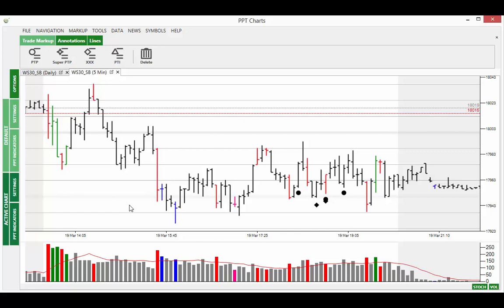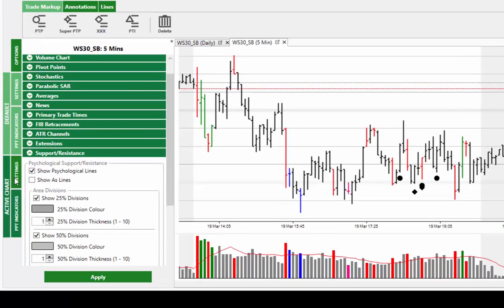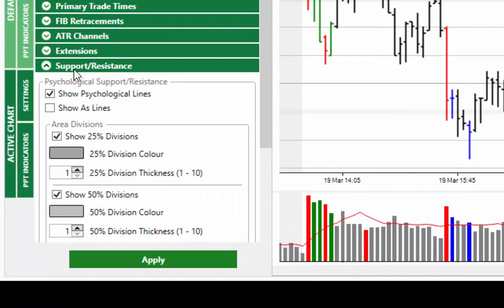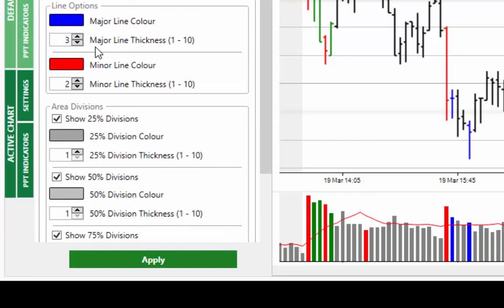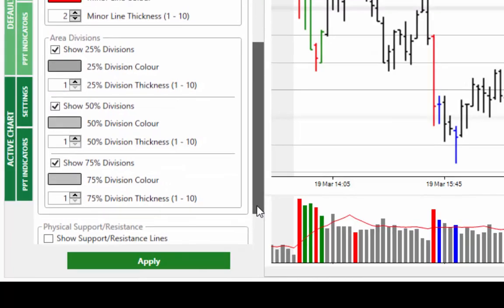Now, for months I've been banging on about how great the psychological lines are inside of the Dow, how the market trades to these grey shaded areas. So the first thing I did was have this programmed into the software, and under support and resistance on the left hand side here you can see we've got show psychological lines and then show as lines. And when you do this, you can see now we have further options. We've got the major lines, which is the big round numbers, the minors, which are 50s, and then you've got the divisions of 25, 50, and then 75 as well.